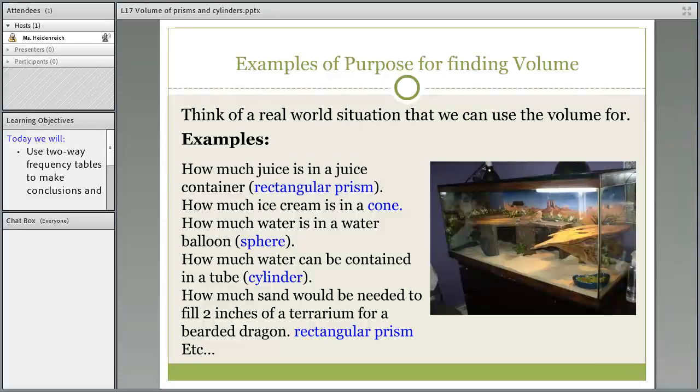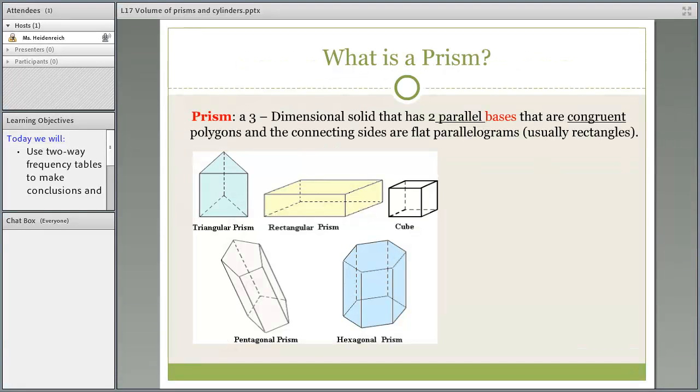Okay, and we are talking about some specific shapes, and today we're going to really focus in on prisms and cylinders. Now, a prism is a three-dimensional solid that has two parallel bases that are congruent. That's so important. You need to be looking for two parallel bases that are congruent. So on all of these, we can find that. For this triangular prism, we've got two triangular bases that are congruent and they're parallel to each other. And that's the case for all of these shapes that we're looking at.